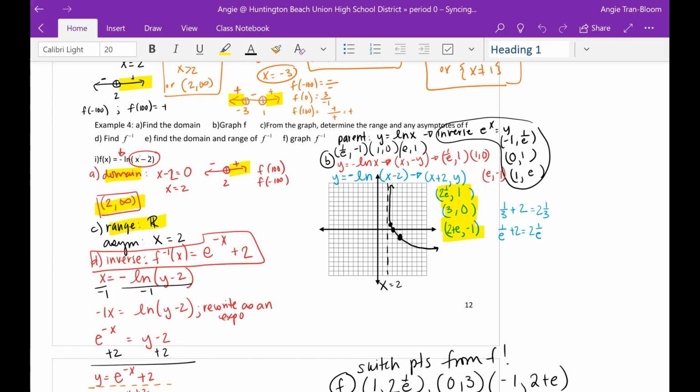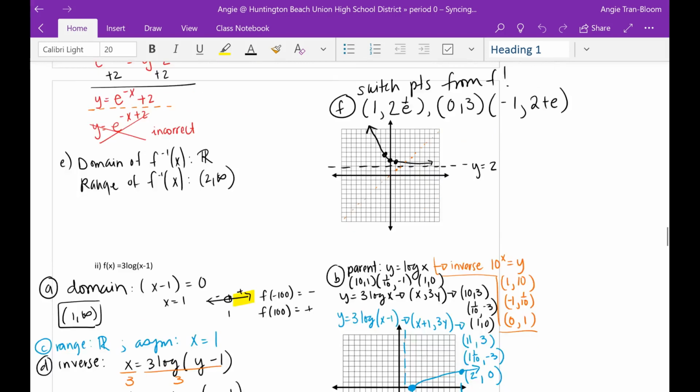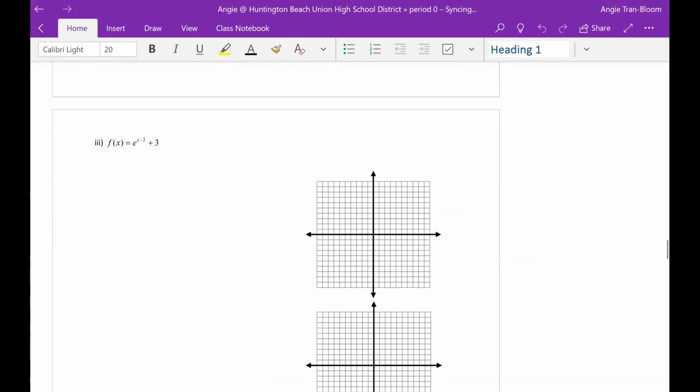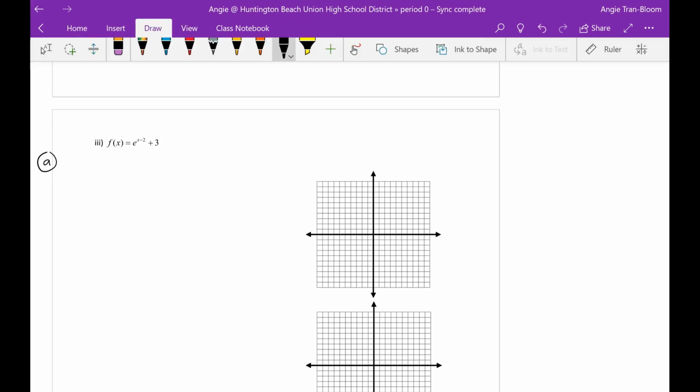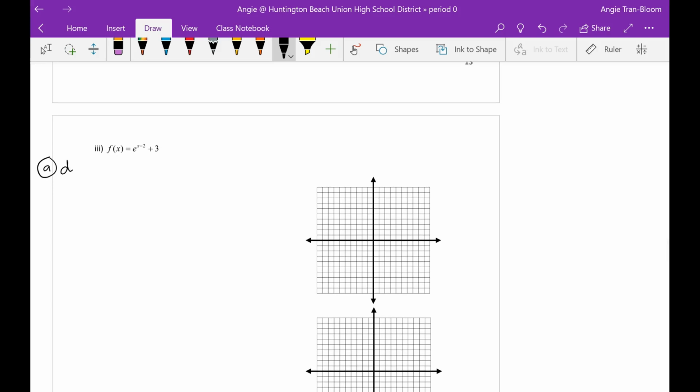The last video gave you the original parent function as a log function. This time it's going to give you an exponential function, and it's asking for the same thing. And yes, you should be able to do pretty much all of it. So this is a review. It's giving you f of x equals e to the x minus 2 plus 3. And the first thing is, give me the domain.